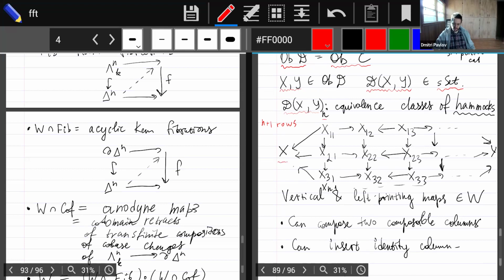So you have x on the left, you have y on the right, and you have these commutative diagrams in the middle. So each square is commutative, and all the triangles are commutative. All vertical arrows are weak equivalences, so each vertical arrow is a weak equivalence. And the left pointing arrows are also weak equivalences. So this arrow, for example, is a weak equivalence. This one is a weak equivalence. And the only arrows that will be allowed not to be weak equivalences will be the ones that point to the right. So for example, this arrow from x11 to x12 will not be a weak equivalence.